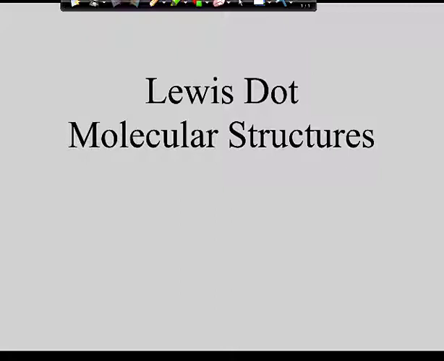Okay. So guys, here's what we're going to do. We are going to draw Lewis dot structures again, but instead of doing those for atoms, we are going to do those for molecules. Now let's see if you figured this out. Guys, what kind of bonds exist in molecules? Covalent, ionic, or metallic? Covalent bonds. And what atom pairing leads to covalent bonding?